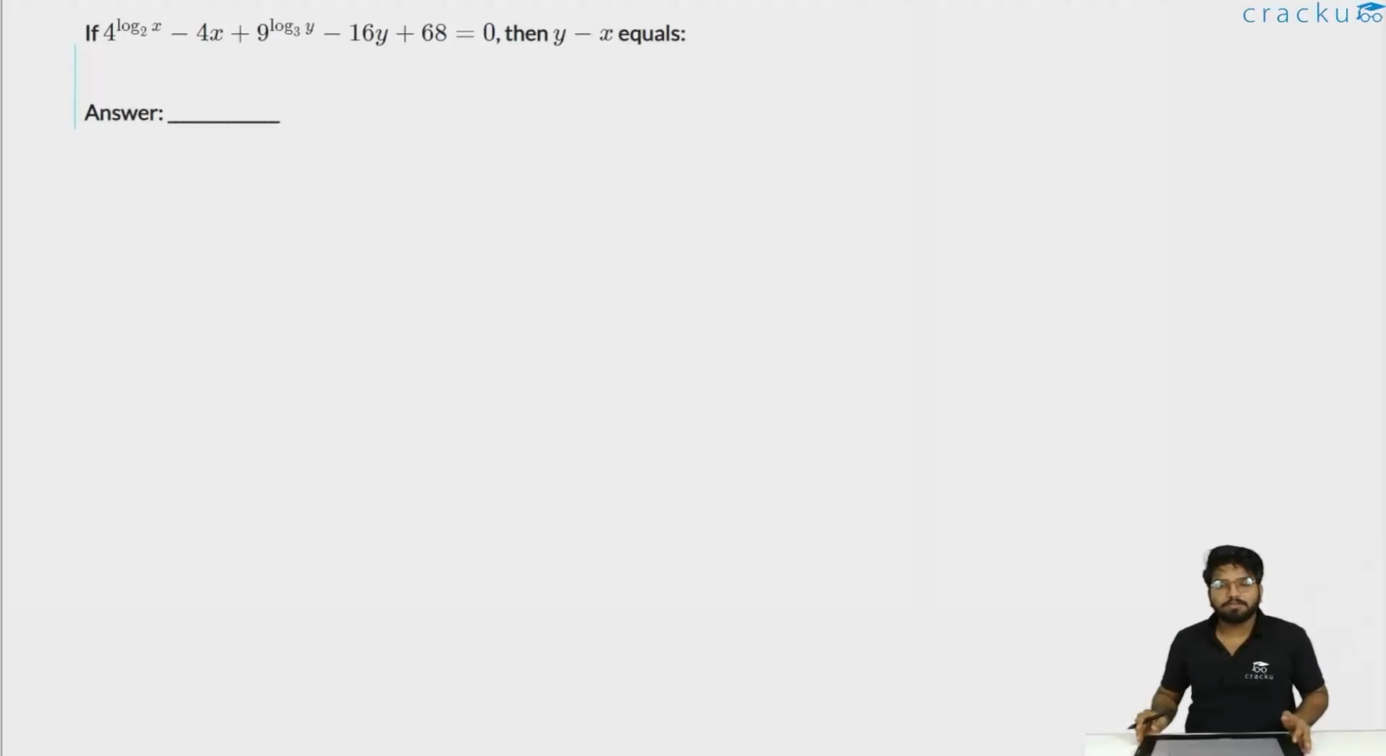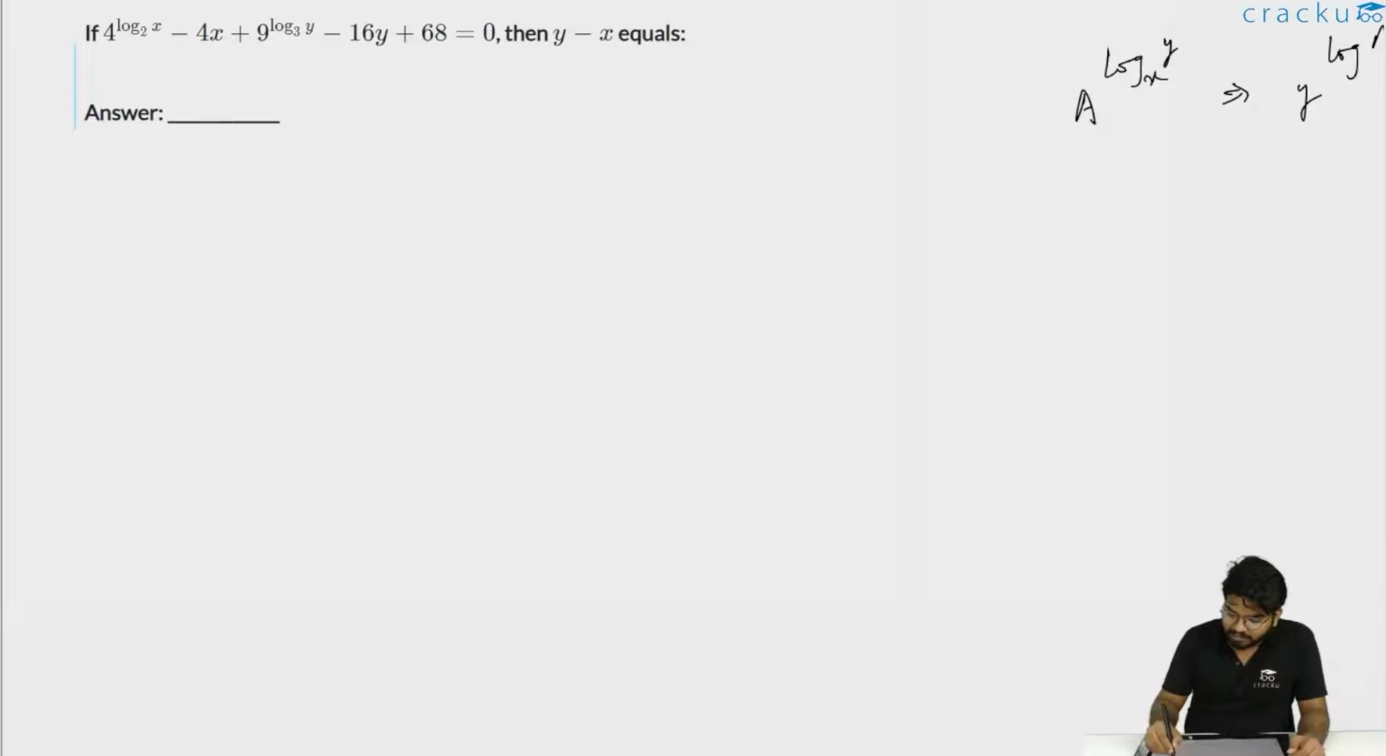Hi guys, we have this question based on logarithm. In this question, basically the question is easy. It's just that there is one property of logarithm that applies here. You just need to understand that. The property is, if a is raised to log y with base x, this can be written as y raised to log a with base x. Basically, these values can be interchanged.